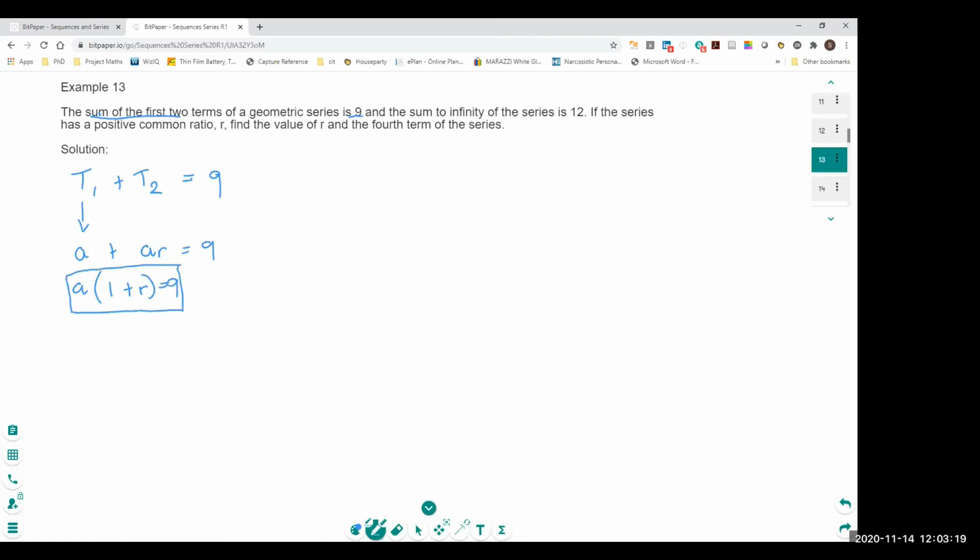That's an equation in two variables. Now we go to the sum to infinity, which is 12. The sum to infinity of the series is 12. We also have a formula for that: a all over 1 minus r is equal to 12. Now see how we're generating two equations in two variables, a and r. So that means a is equal to 12 times (1 minus r). Putting 2 into 1, so this is 1, we'll say, and this is 2.